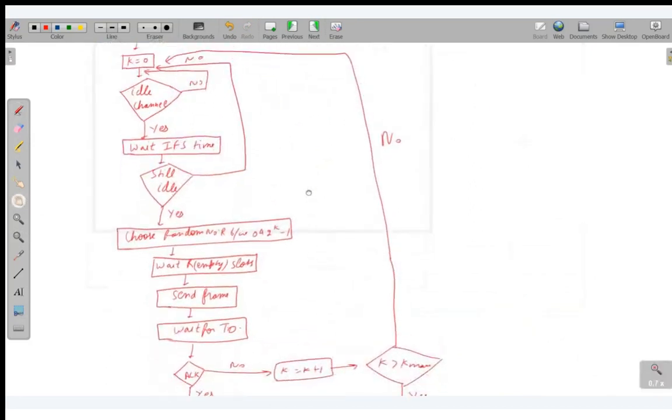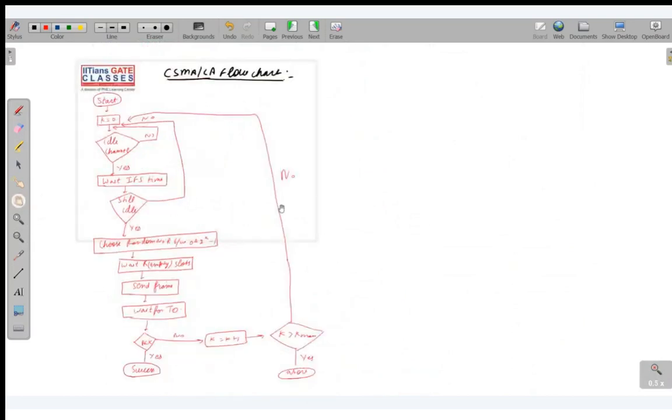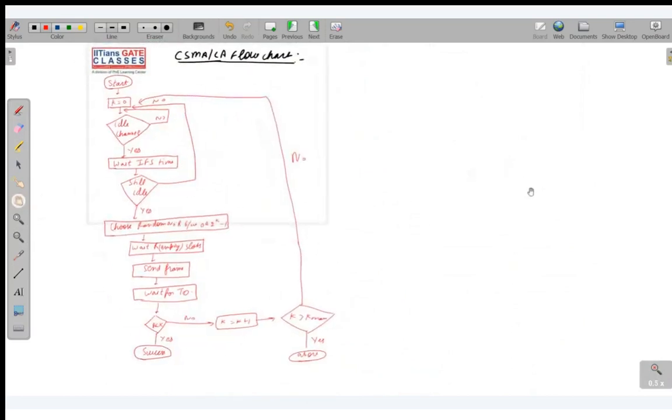So let me put everything on one slide. Yes, now you can take the snapshot. Okay, this is the flow chart. I think it's self-explanatory. There is nothing to explain. If anybody is facing any difficulty, please let me know. I will try to explain it. Otherwise, we will start our next topic.